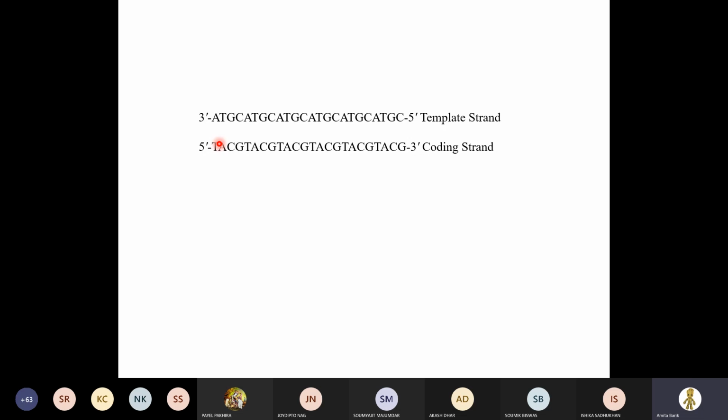So it is a tricky question. Do not get confused. I might ask you the template strand, I might ask you the coding strand. Do not get confused about which is the template strand and which is the coding or non-template strand. Clear to all of you?